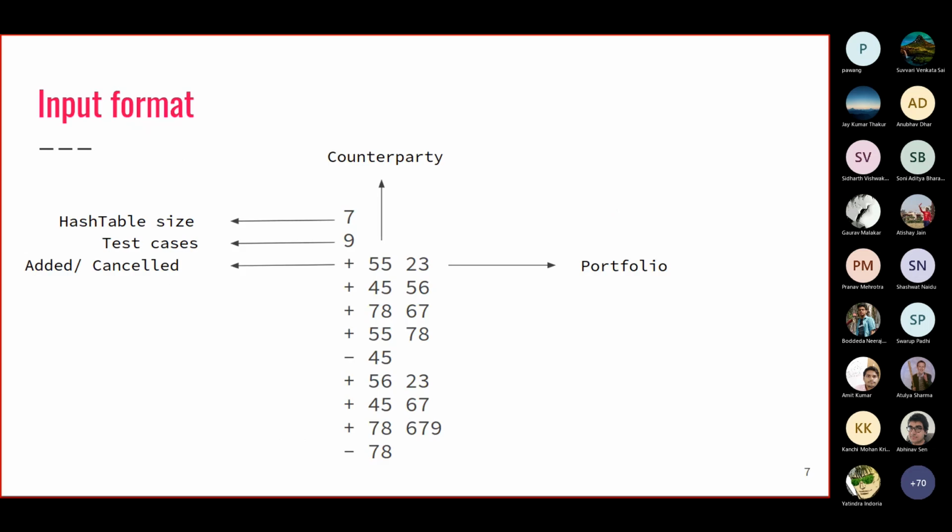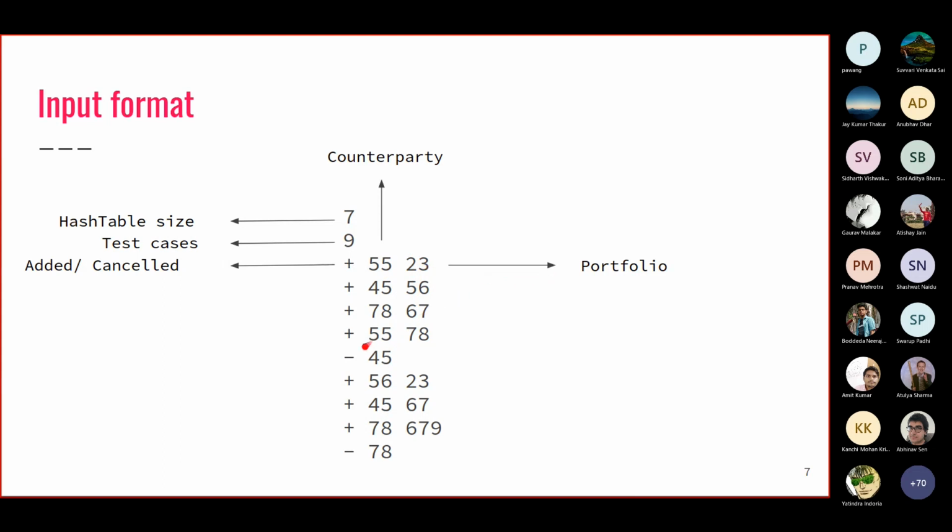Now the input format which is given is like this. The first line will be the hash table size which will be given to you, and the second line contains one integer, that is the number of test cases. So test cases means the number of transactions in that particular day. If you see that there are a total of 9 transactions, that's why it is 9. And in each transaction, the first column is plus or minus, that means whether the transaction happened or it was cancelled.